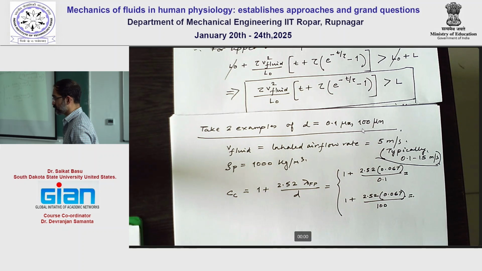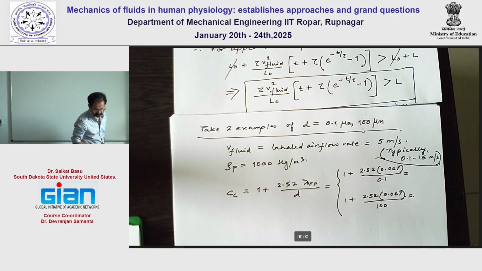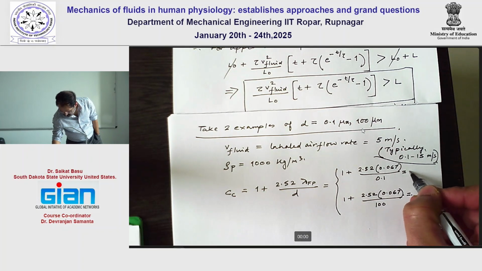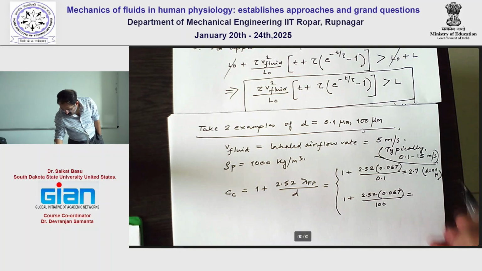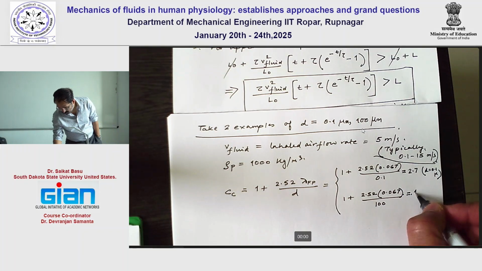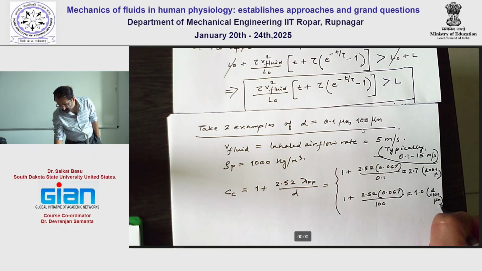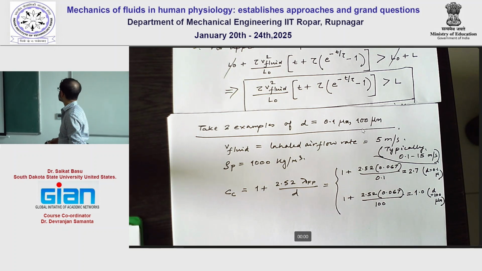How much is the first one? 2.69. Let's take it as 2.7. So this is 2.7 for D equal to 0.1 micron. How much is the next one? 1.001. Let's take 1. So this is for D equal to 100 micrometer. So that's why I said that you need it for the small particle, maybe not for the bigger one. So we are going to use the CC to calculate the tau, but let's pick up from here.